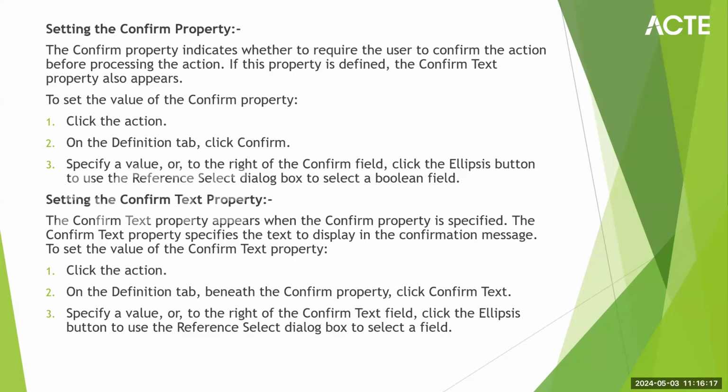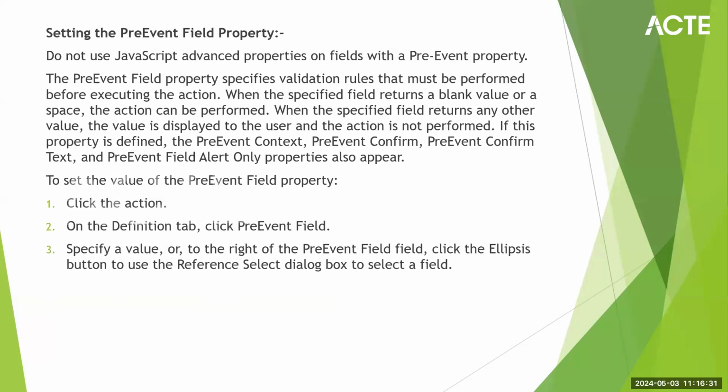Click on the action on the definition tab beneath the confirm property. Click on confirm text and specify a value, or else you can directly map the field in which you already created the value. Next, set the pre-event field property.